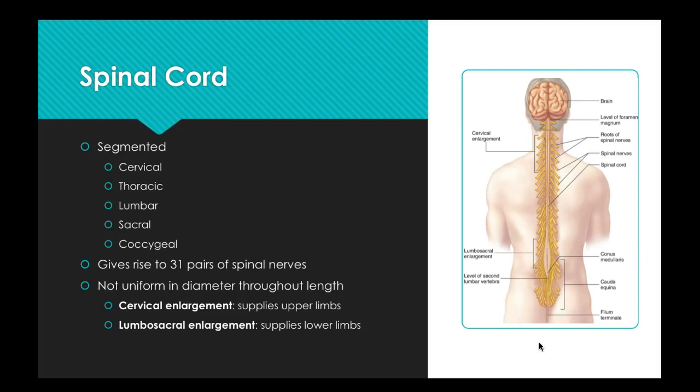First, in the cervical region, we see an enlargement due to supply to the upper limbs, which we can see in this region over here. And we also have the region more inferior, which is termed the lumbosacral enlargement. You will also have this described as the lumbar enlargement. It is still referring to the same segment of the spinal cord.